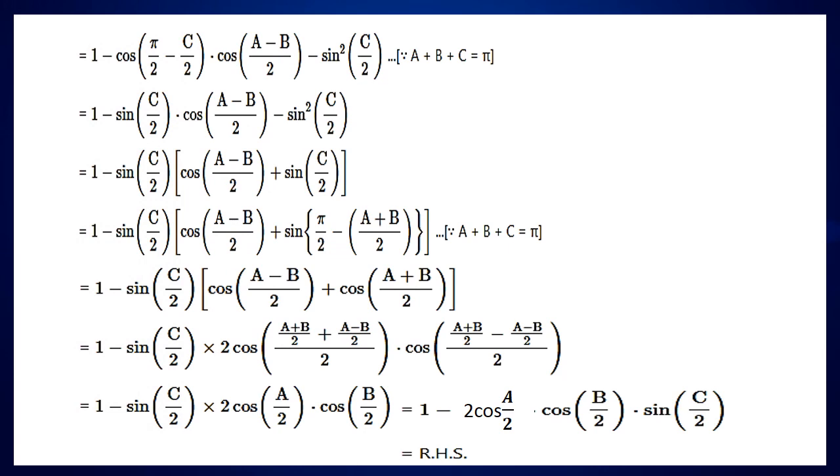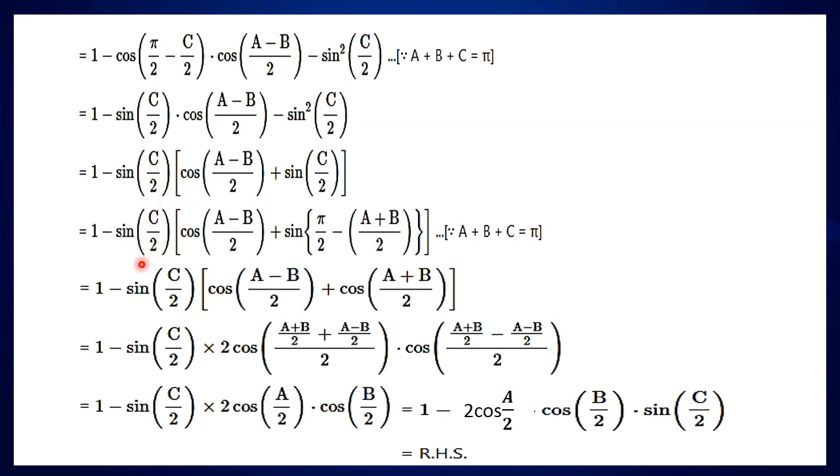And cos (pi by 2 minus C by 2) is sine C by 2 because it is of the form pi by 2 minus theta. And cos (A minus B) by 2 minus sin square C by 2. That is 1 minus sin C by 2 is common in these two terms, taken out. That is 1 minus sin C by 2 into remaining cos (A minus B) by 2 plus sin C by 2, because minus sin C by 2 is taken common.